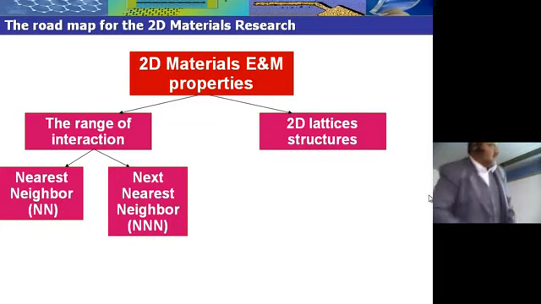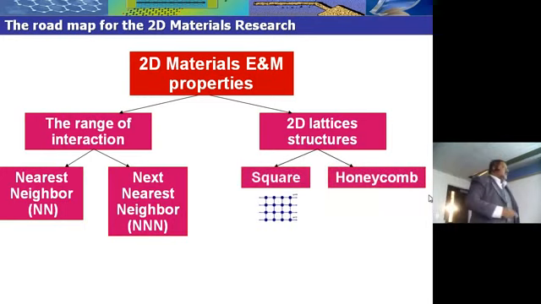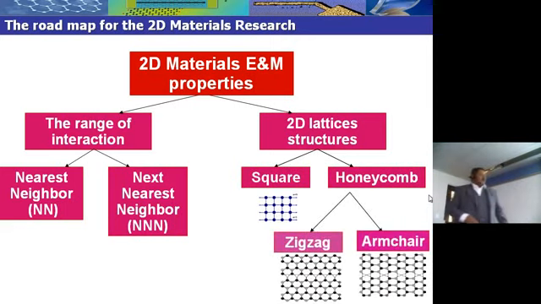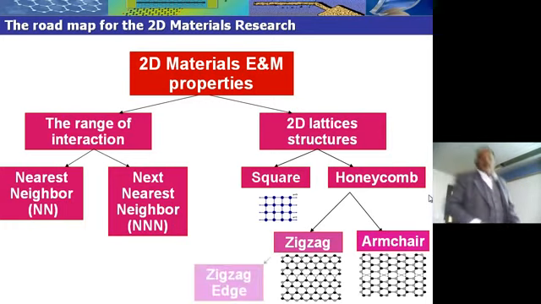In the two-dimensional lattice structure, we study the square lattice and the honeycomb lattice. In the honeycomb lattice, we have two types of stripe, zigzag and armchair, depending on the edge shape. We have the armchair edge and we have the zigzag edge. And in the zigzag edge, we have spatially localized edge states.